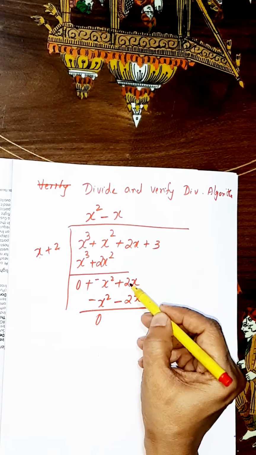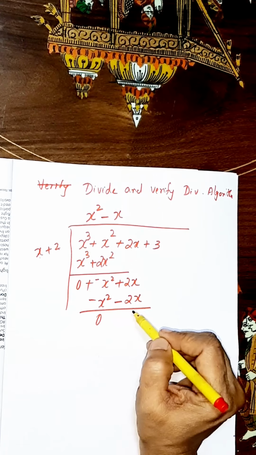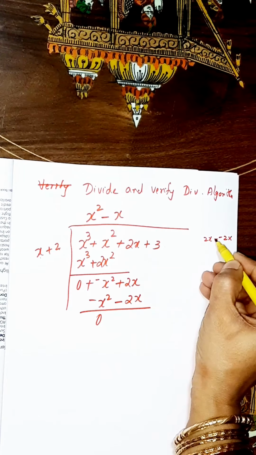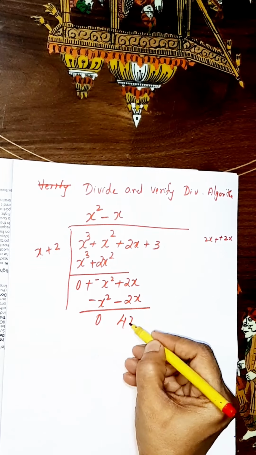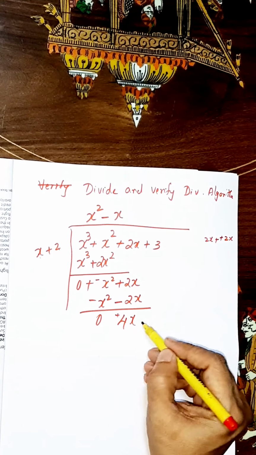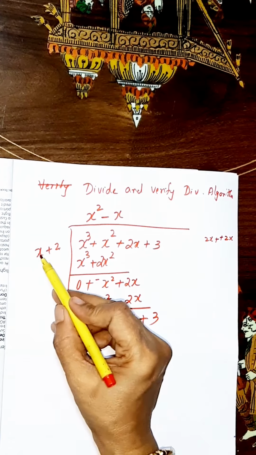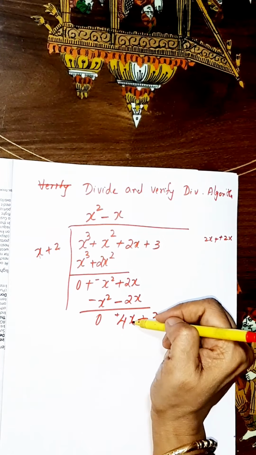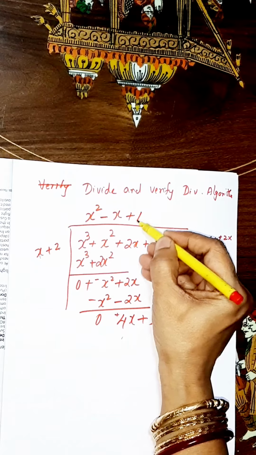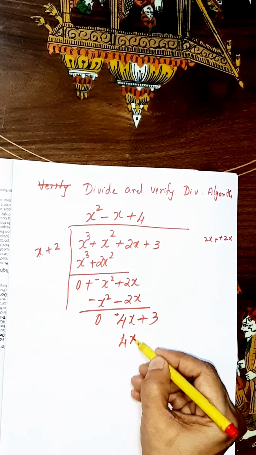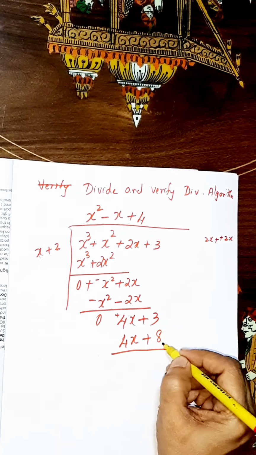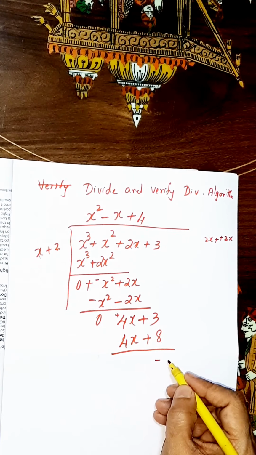Now you are left with 2x minus minus 2x, so it will become 4x. Then we bring down this 3. Now you have to multiply x with 4 so that you get the same term, so 4x. Now 4 into 2 is 8, so plus 8. So 3 minus 8 is minus 5.